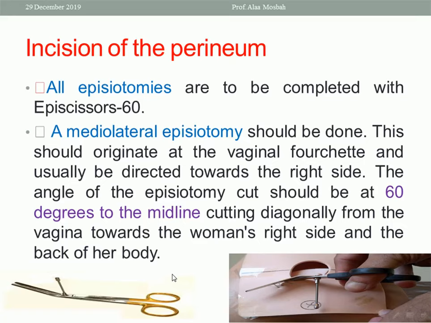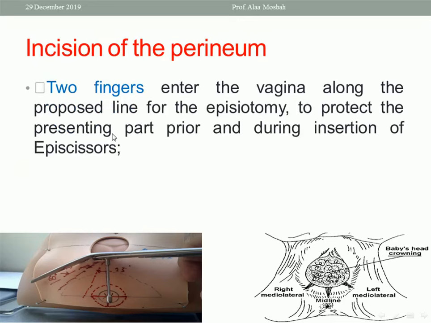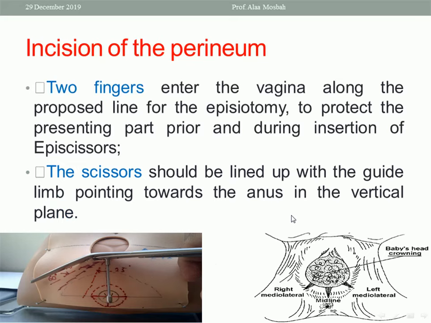So, incision of the perineum. Again, two fingers enter the vagina along the proposed line for episiotomy to protect the presenting part. Okay, during insertion of the scissors, the scissors should be lined up with the guide limb, this is the guiding limb, pointing toward the anus, okay, in the vertical plane. So this guide is directed toward the anus, so I am now at 60 degrees. I'm now sure I am in the proper position.